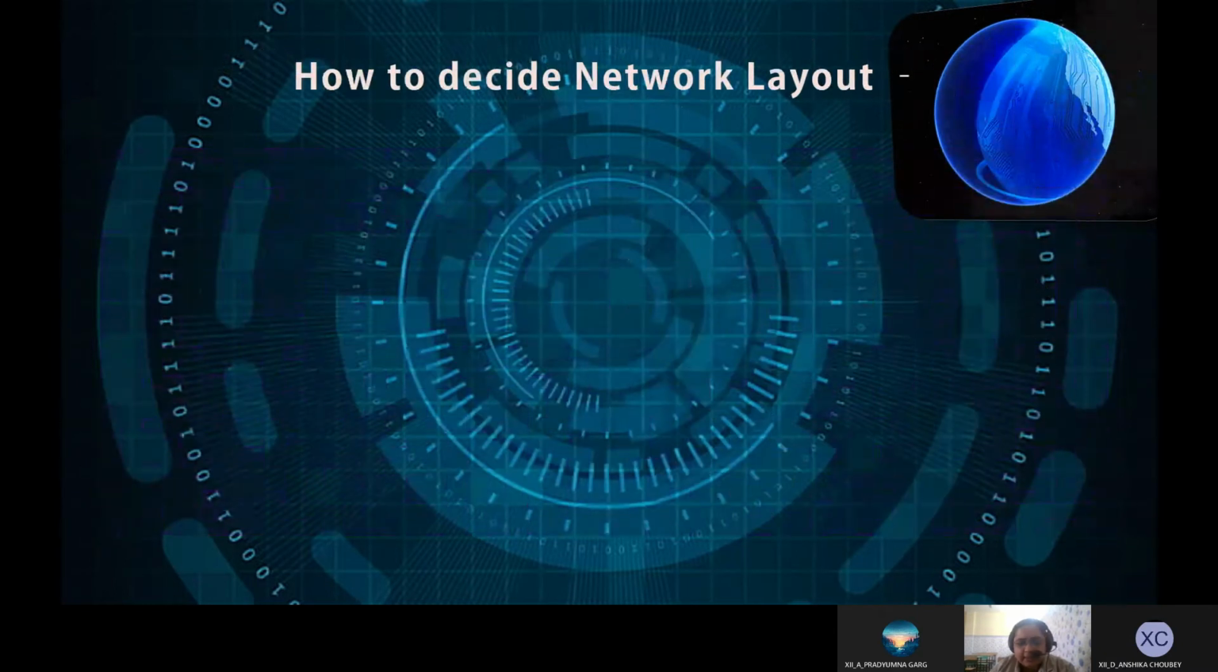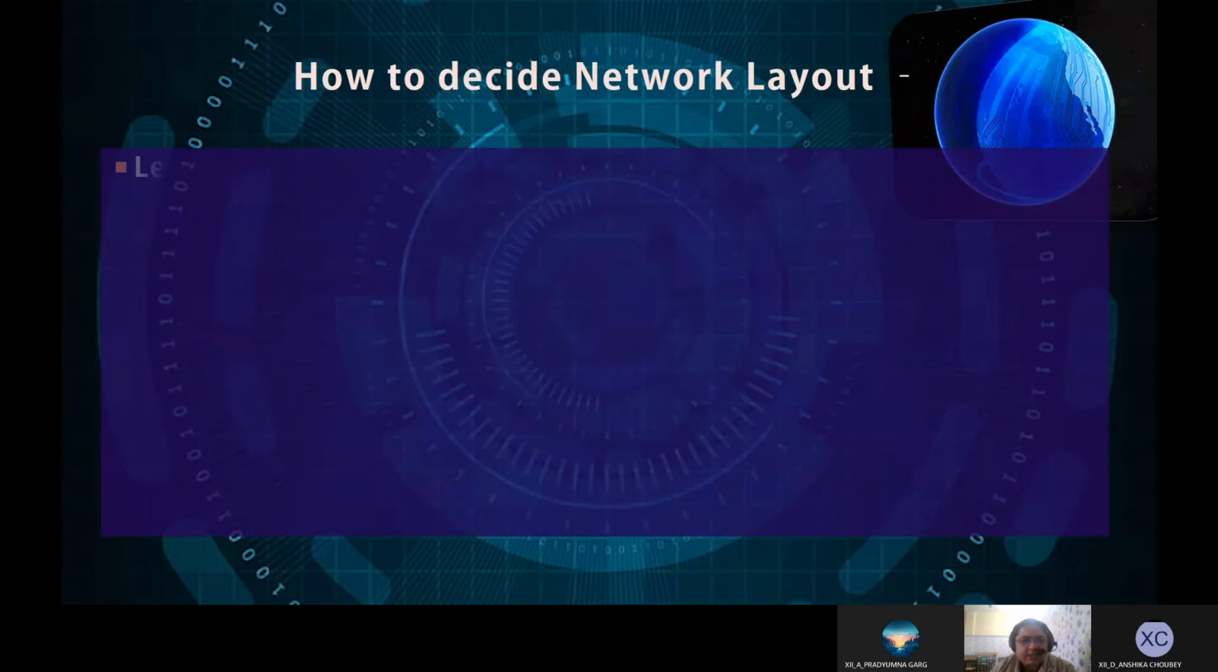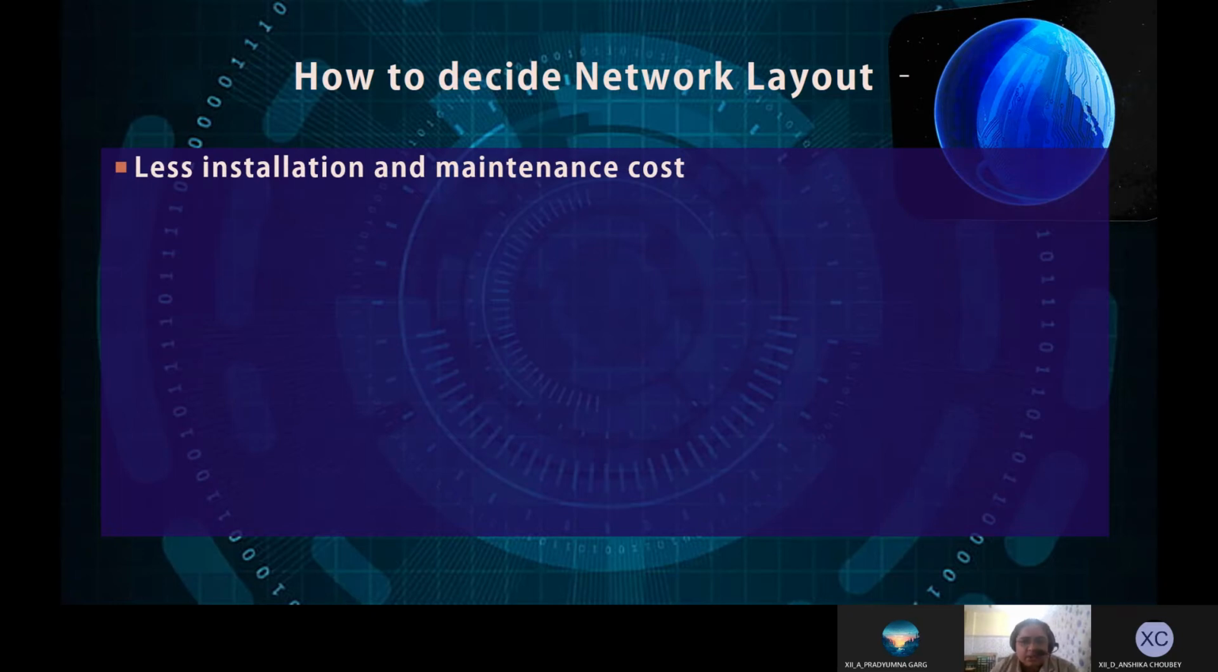How to decide the network layout? Firstly, you have to think about less installation and maintenance cost. Your installation and maintenance cost should be minimum, because, as you are a commerce student, you should know that the ultimate objective of every firm, organization, or company is to attain profit. So maintenance and installation costs should be less.